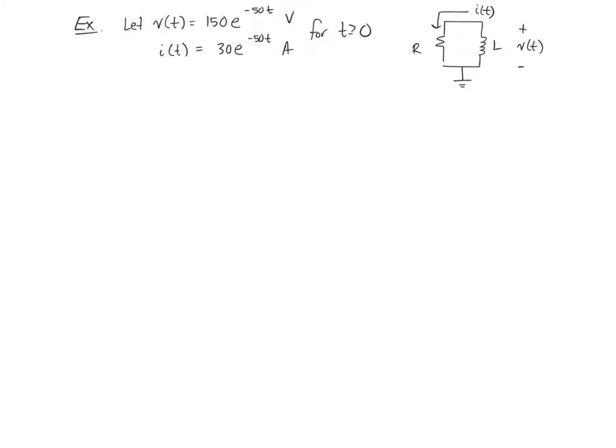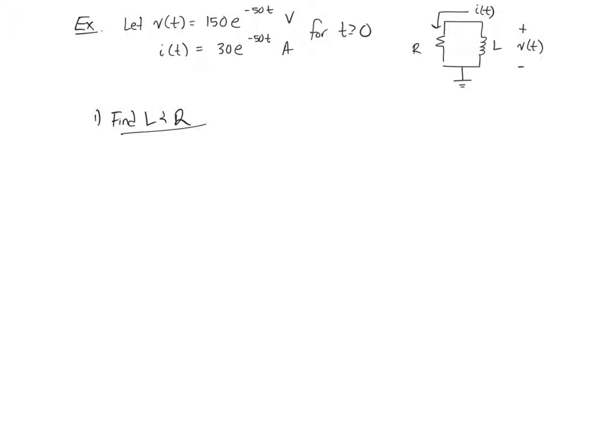Okay, let's do another example. This time, instead of giving you the R and the L, or the R and the C, or another circuit, I'm going to give you the voltage and the current. Specifically, we're looking at the voltage across a parallel RL combination as 150 times e to the minus 50t volts, and the current going through the resistors denoted in this chart as being 30 e to the minus 50t amperes. So, for part 1, let's find the inductance of the inductor, and the resistance of the resistor.